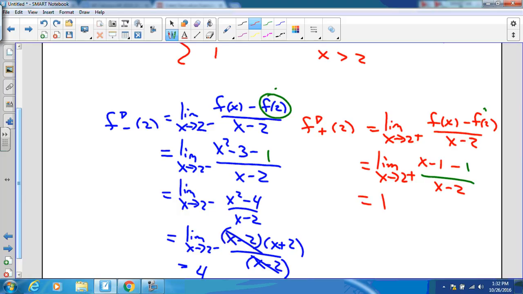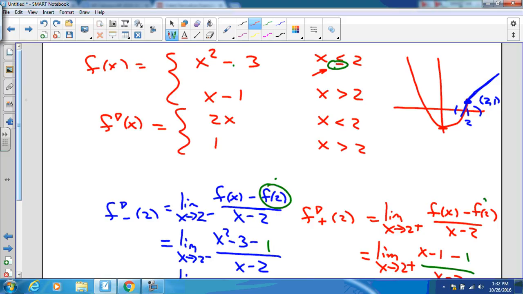Well, this is very straightforward. What does this limit come out to be? 1. And what this means is that if I start at x equals 2 and go to the right, I get a slope of 1. And so overall, we would say that f prime of 2 does not exist. And this turns out to be the formula for f prime.